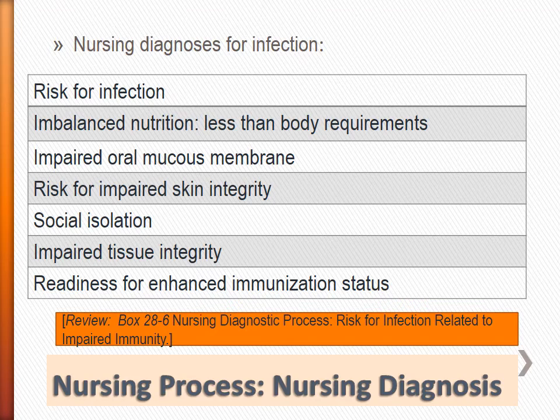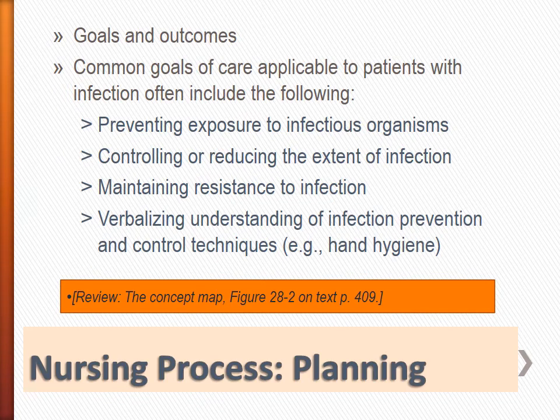Nursing diagnosis for infection. Here are some examples. Be familiar with these. Also review box 28-6 regarding nursing diagnostics process. Risk for infection related to impaired immunity. Goals and outcomes. Common goals of care applicable to patients with infection often include the following. Also review the concept map on figure 28-2, page 409.